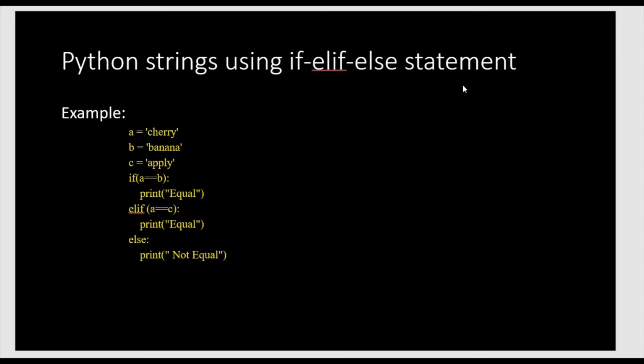And Python strings using if else statements, a is equal to cherry, b is equal to banana, c is equal to apple. I have written apple with a spelling mistake, apply. If a equals b, then print equal. Else if a equals c, then print not equal.